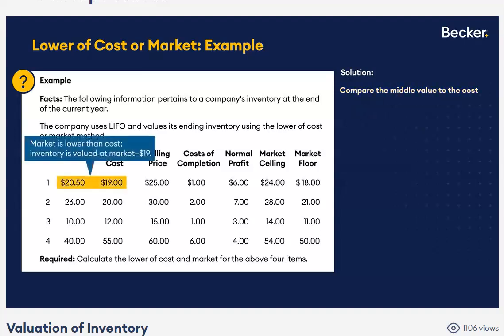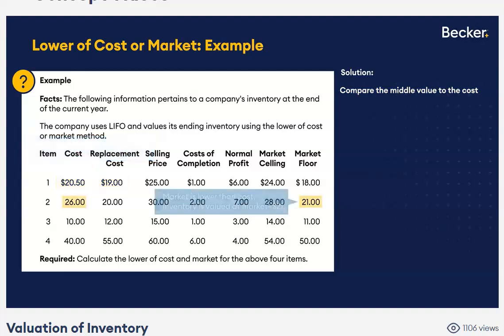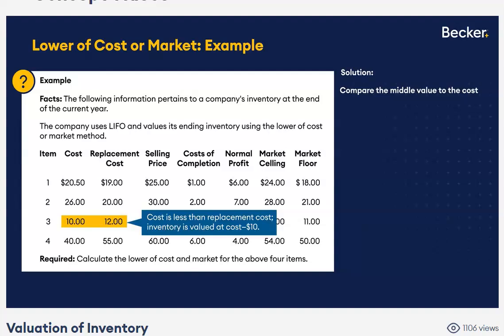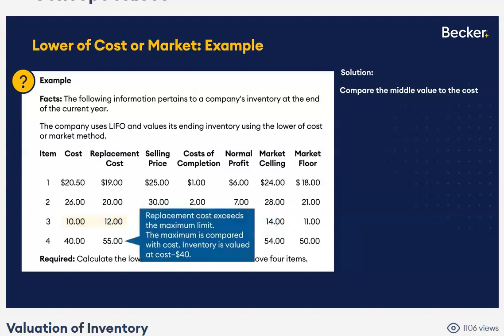Item number 1, what's lower? 19 or 20.5, 19. Item number 2, what's lower? 21 or 26, 21. Item number 3, what's lower? 12 or 10, that would be 10. Item number 4, we've got to choose 54 or 40. What's the lower of the two? That would be the 40.